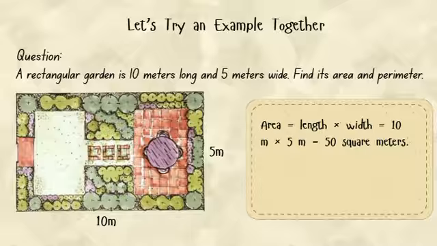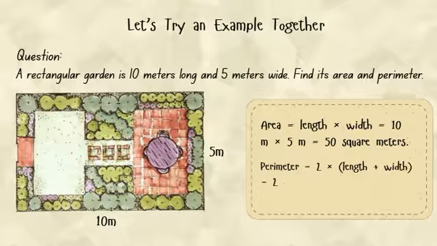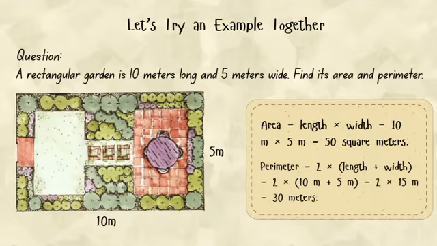Next, the perimeter. Perimeter is 2 times (length plus width). So it is 2 times (10 meters plus 5 meters), which equals 2 times 15 meters, which finally equals 30 meters. So the area is 50 meters squared and the perimeter is 30 meters. Always remember to write your units.